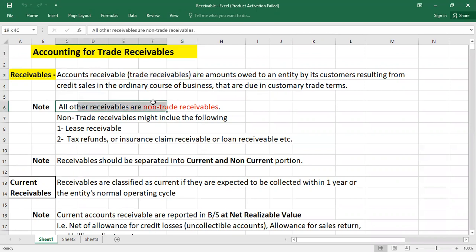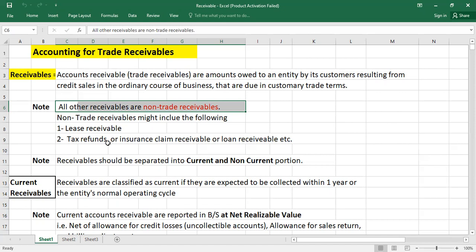All other receivables are called non-trade receivables. For example, for a normal business, non-trade receivables might include lease receivables, tax refunds, insurance claim receivables, or loan receivables. Sometimes your company might give loans to directors or employees. Those are also receivables for you, but they are non-trade receivables because it is not your normal course of business.